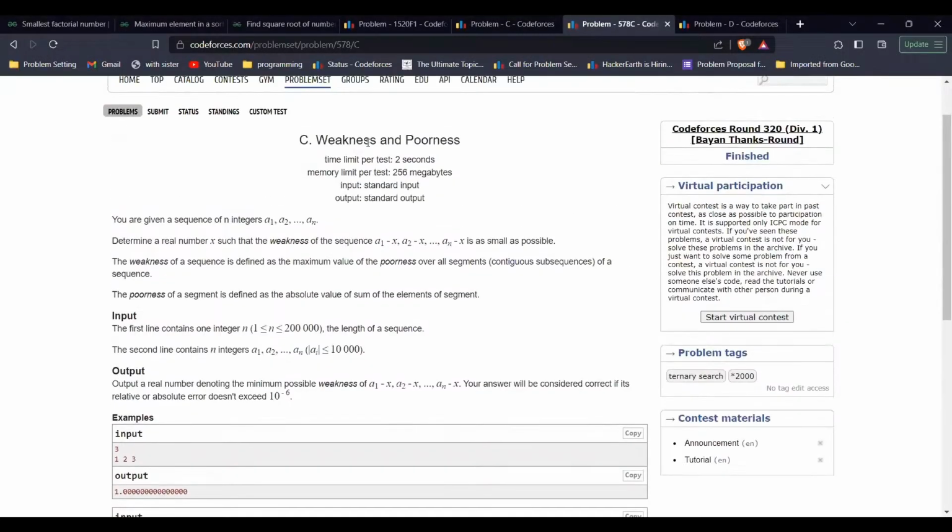Okay, let's do this problem. This is a ternary search problem.